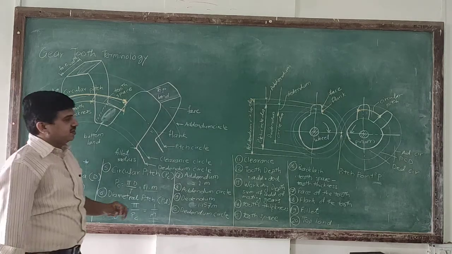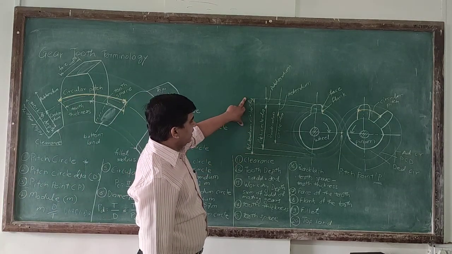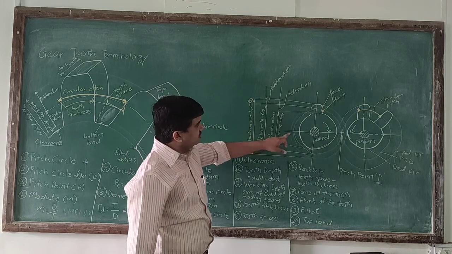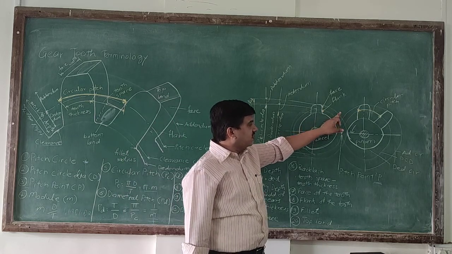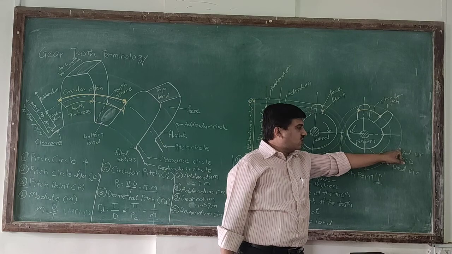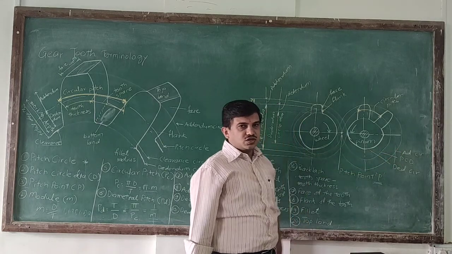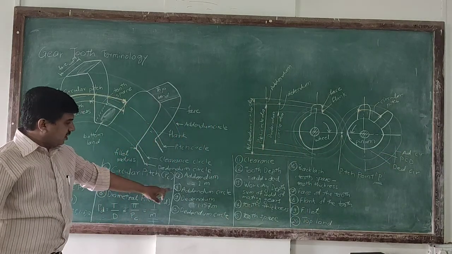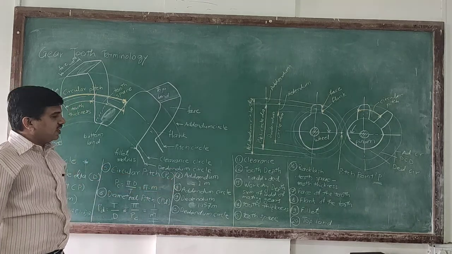Here also you can see it. This is the addendum circle diameter. This is the addendum circle of the gear. This is the addendum circle of a pinion. Understood? Now, after the addendum circle, come back to the addendum.